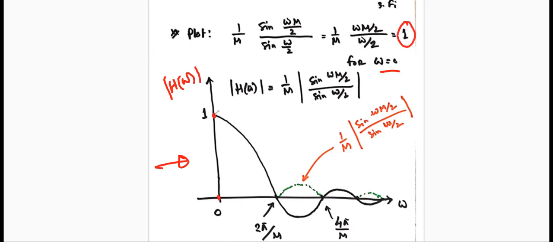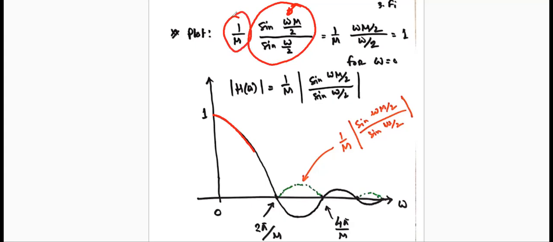Fine. For other values of omega, you can just put the value of omega there and you get this kind of sinc function. Of course, this is a sinc function multiplied with 1 by m. That's it. So we know the pattern of the sinc function, the black line, now converted to the red line. It shows the sinc function, and definitely it extends to infinity. As you know, the sinc function is an infinite range signal.